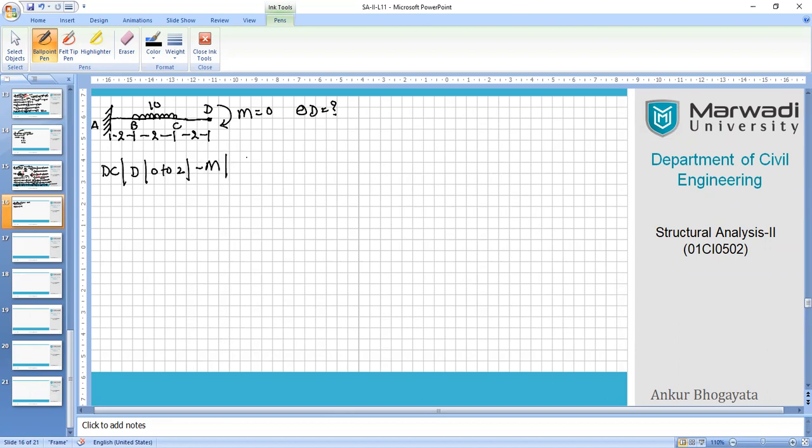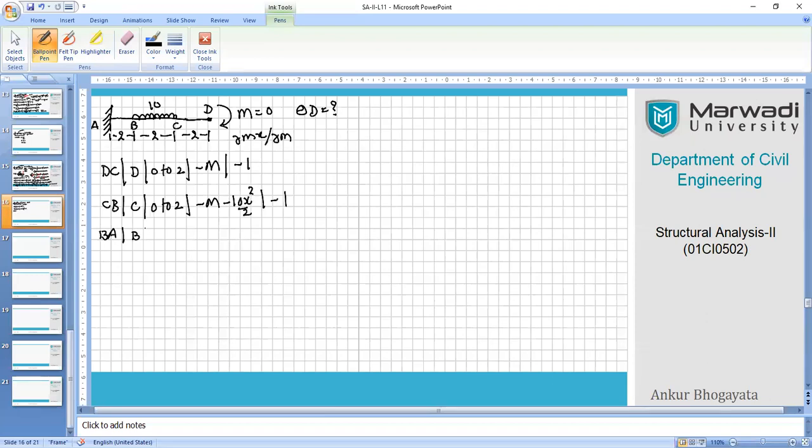Minus m, and eventually it becomes minus 1. This is nothing but del mx upon del m. Okay. So C to B now. C is the origin, 0 to 2 meter is the length. Minus m remains as it is, minus 10x square by 2. This is minus 1.